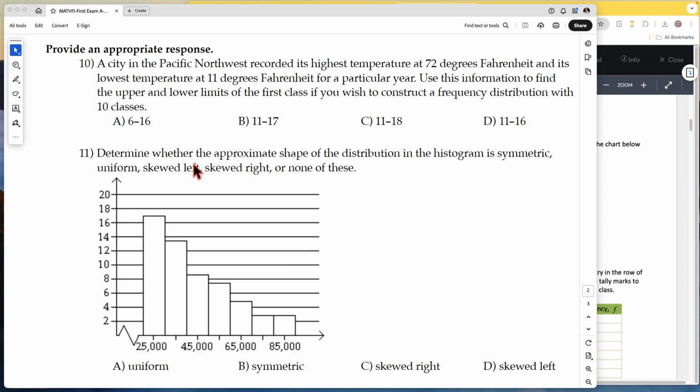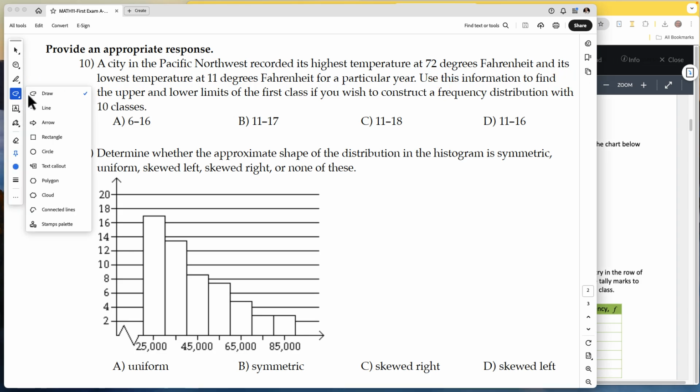A city in the Pacific Northwest recorded its highest temperature at 72 degrees and its lowest temperature at 11 degrees Fahrenheit for a particular year. Use this information to find the upper and lower limits of the first class if you wish to construct a frequency distribution. Okay, so first of all, we find the range, which is the high minus the low, and then we're going to divide that by the number of classes that we want.